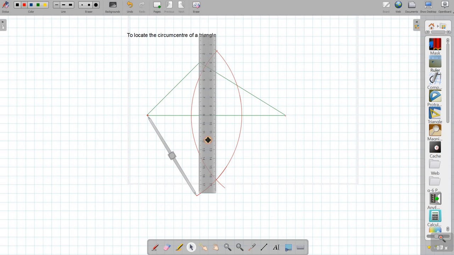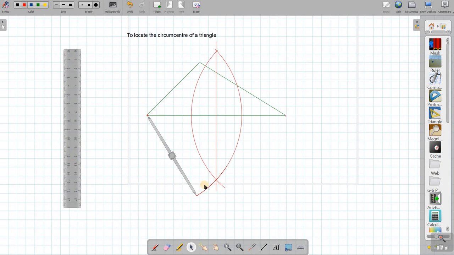After this, I'll have to draw the line passing through. Let me take the line tool. I have taken the line, the end is at the pencil now, so I can just draw it. Now I can remove the scale. That red line is one perpendicular bisector.